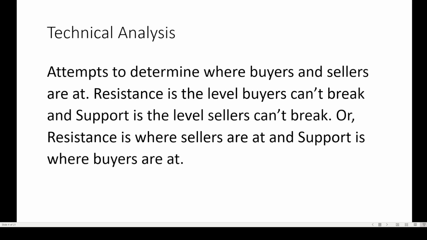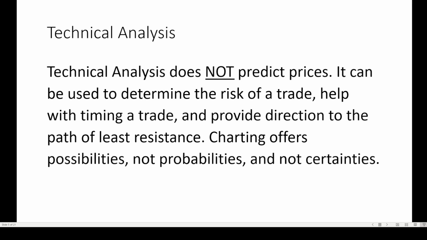Technical analysis attempts to determine where buyers and sellers are at. Resistance is a level buyers can't break, and support is a level sellers can't break, or resistance is where the sellers are at, and support is where buyers are at. Technical analysis does not predict prices. It can be used to determine the risk of a trade, help with timing of a trade, and provide direction to the path of least resistance. Charting offers possibilities, not probabilities, and not certainties.